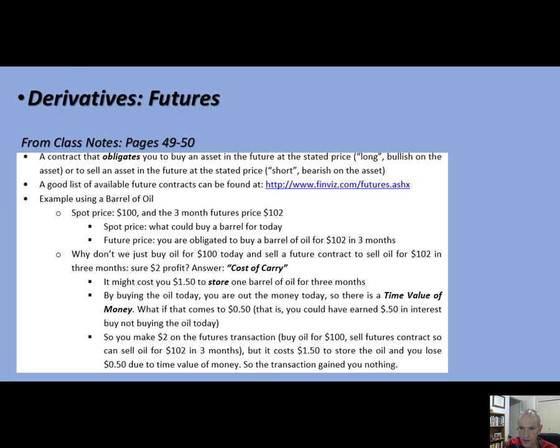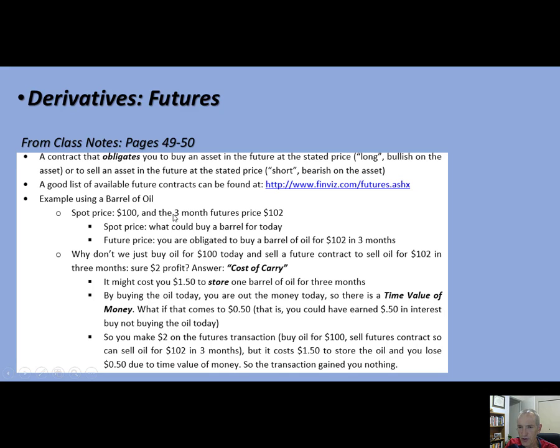So let's look at oil. With oil, as an example, oil has a spot price, which is what you could buy it for today. And you can see I use $100 round. I know oil is much lower than that today, but I like using round numbers. It just makes it easier. So let's say the spot price is $100.